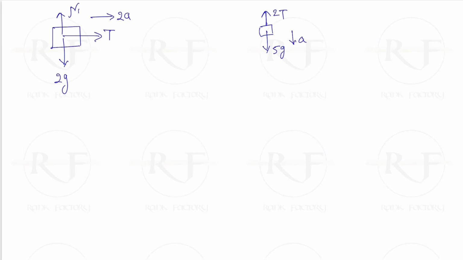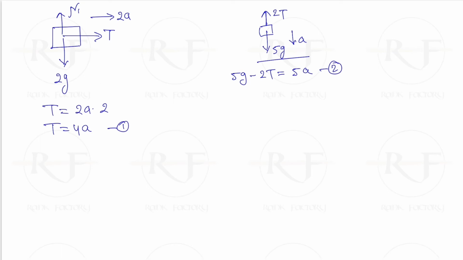Now we need to apply Newton's second law here. The force along the vertical will be balanced for this first block, and now T equals 2 times a into the mass of this block, and the mass of this block is 2 kg. So T equals 4a. Now apply Newton's second law for this block. Here the equation will be 5g minus 2T equals 5a. Now see, this is equation 1, this is equation 2. Now put the value of T in equation 2.